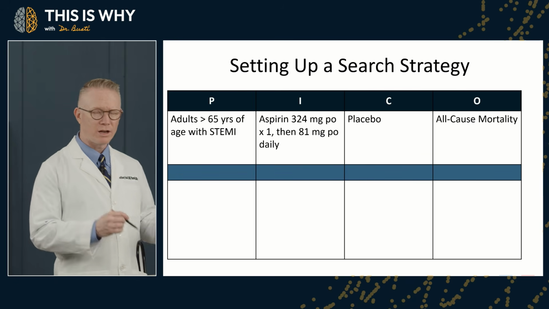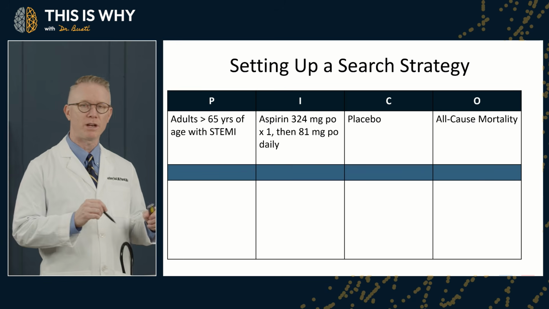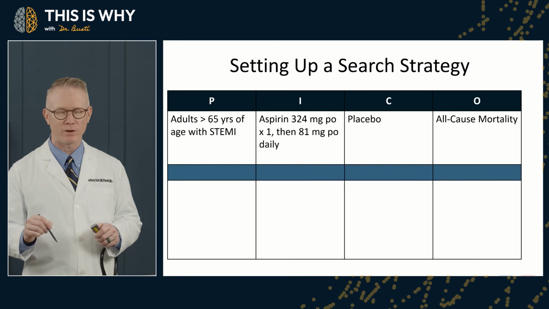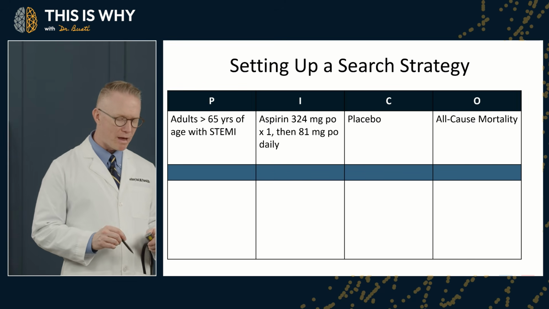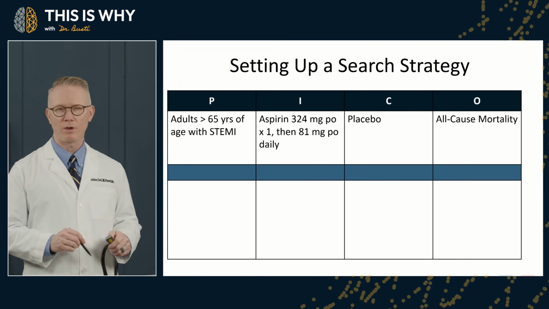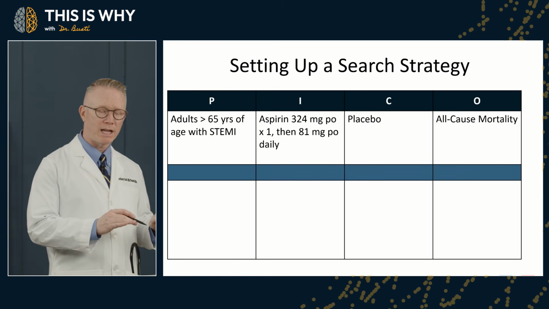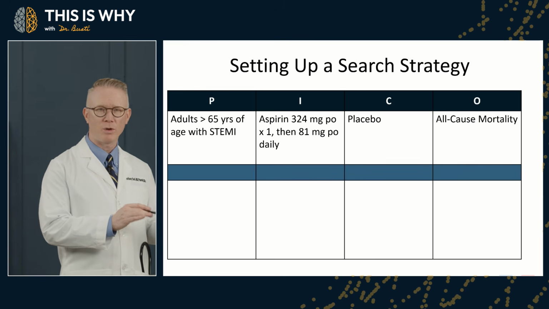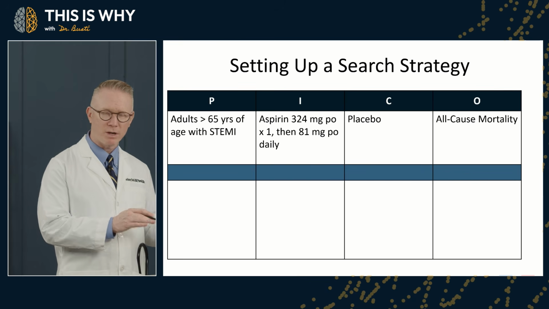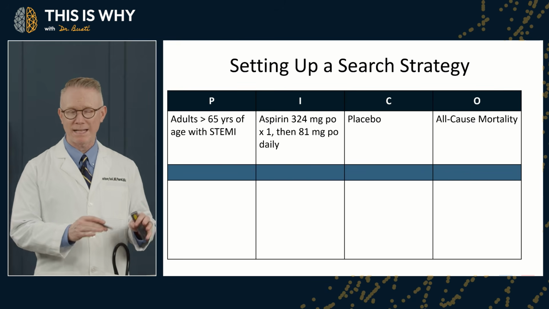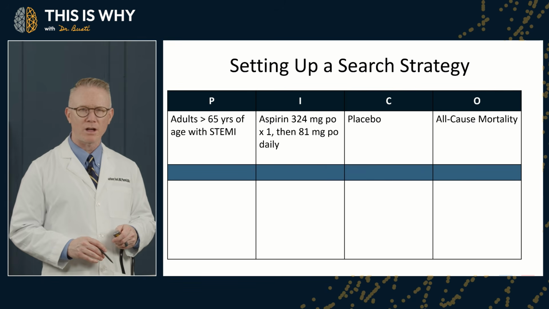So we need a clinical question in its proper format with the elements in there so that we can then identify the terms that we're going to use in the search strategy. And so you may remember this from the previous topic review, where I was covering the first step. This was looking at a clinical scenario of STEMI in older patients over the age of 65, whether we use aspirin, initial load followed by daily aspirin versus placebo, and its overall impact on all-cause mortality.